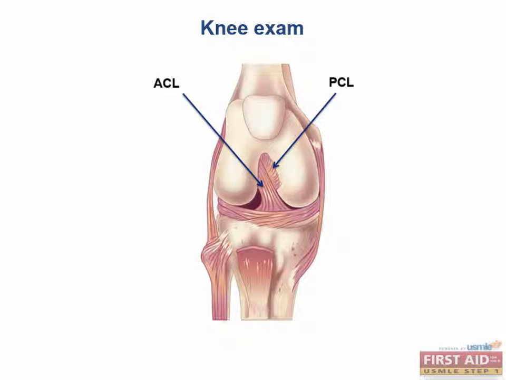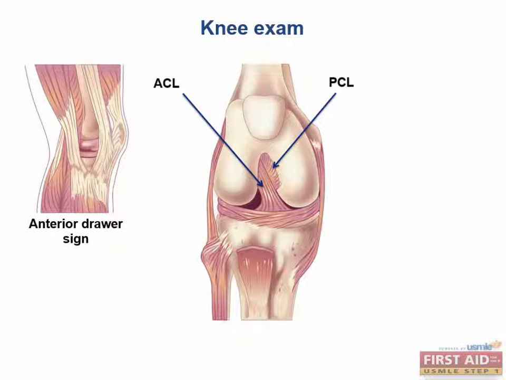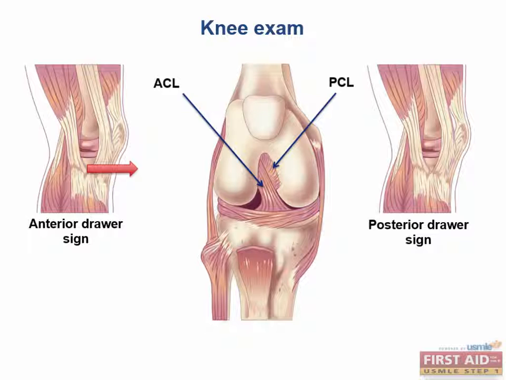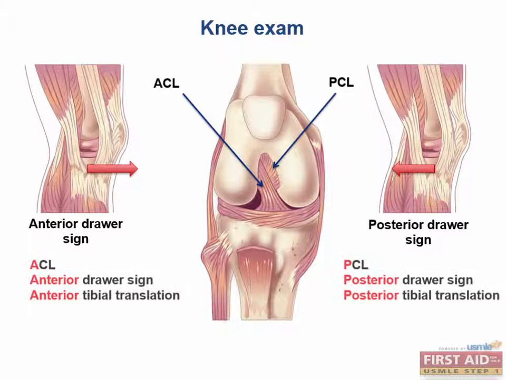How would you test these ligaments? Using the anterior and posterior drawer signs. In the anterior drawer sign, if the ACL is out, the tibia moves freely in what direction? Anteriorly. Conversely, in the posterior drawer sign, you're testing the PCL. Which direction will the tibia slide? Posteriorly. Remember this. ACL goes with a positive anterior drawer sign, an anterior translation of the tibia, and the PCL is just the opposite.